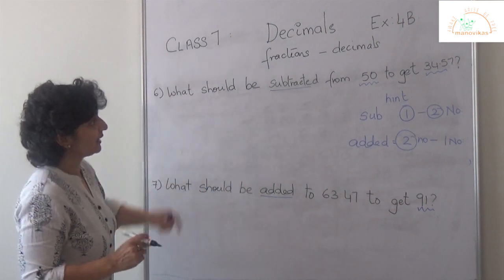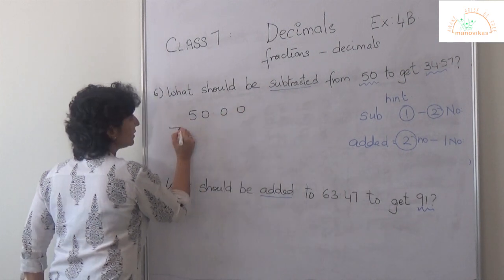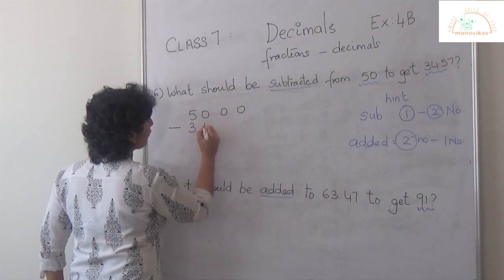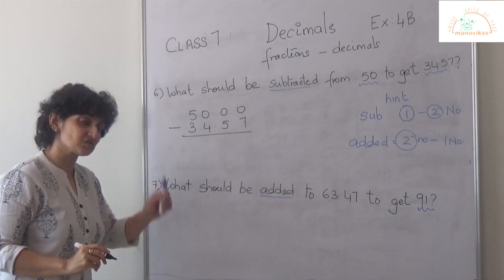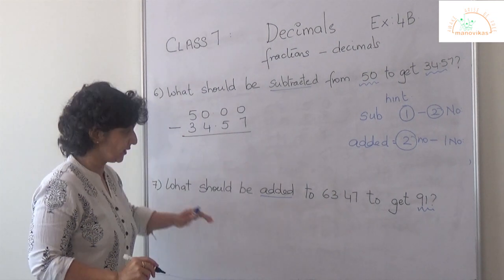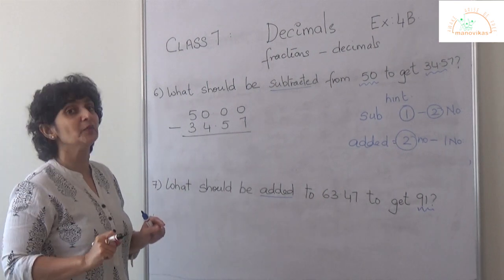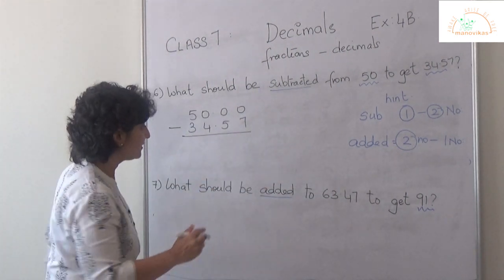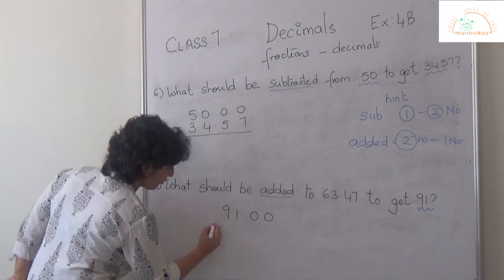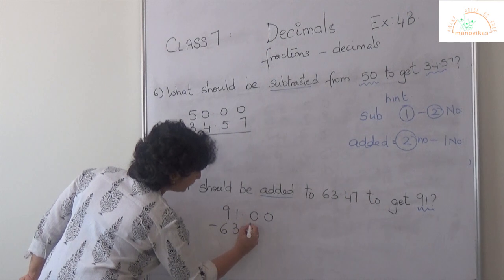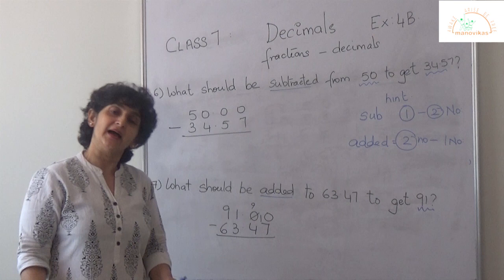So here I will do it: 50.00 minus 34.57. You know how to subtract, so I'm not going to work it out for you. You will do it. Same way, question 7. What should be added? So what do we do? Yes, we will take the second one: 91.00 minus 63.47. Subtract and work it out and get back to me.